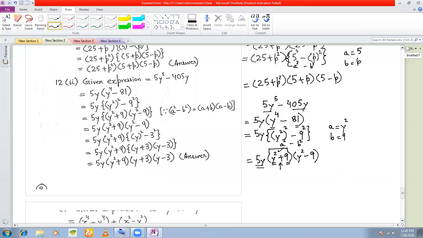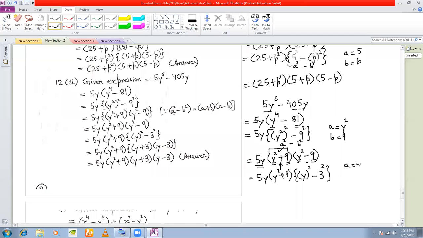What I see is that there's y square, a perfect square, 9 is a perfect square, and I have a minus. That means something can be done, because 5y into y square plus 9. And now the third factor can be written as y square minus 9, just as we had done in the last one.